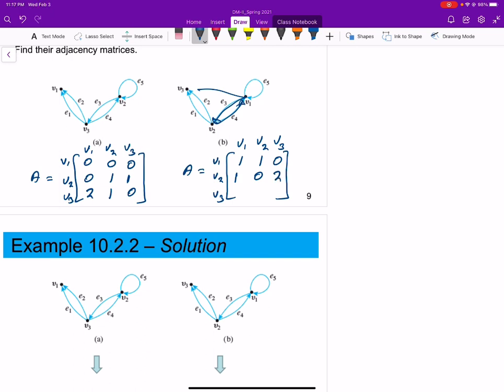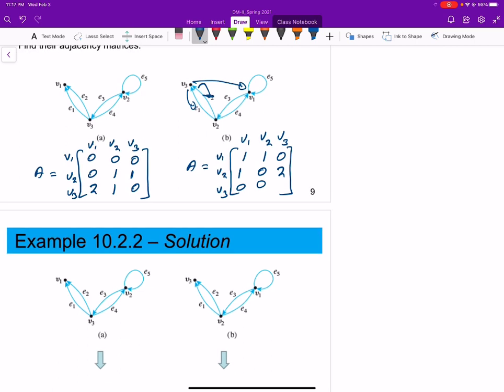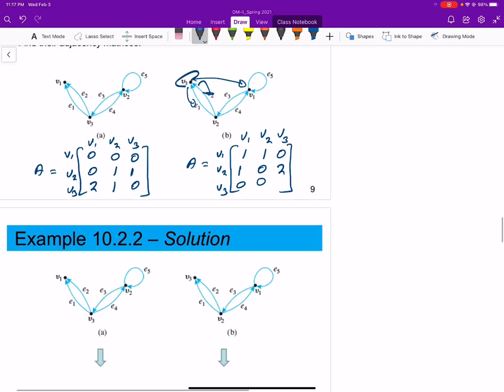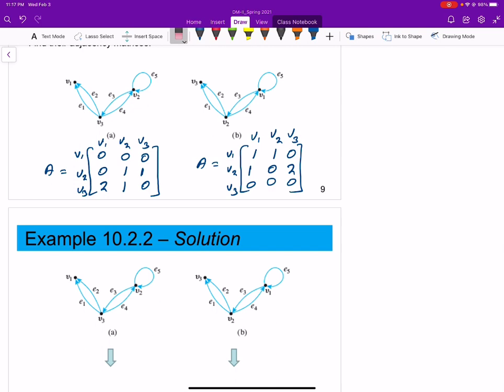And then from V3 to V1, there is no arrow, so this is 0. And V3 to V2, no arrows that way, so 0. And then V3 to V3, no loops, 0. So these are the corresponding adjacency matrices.